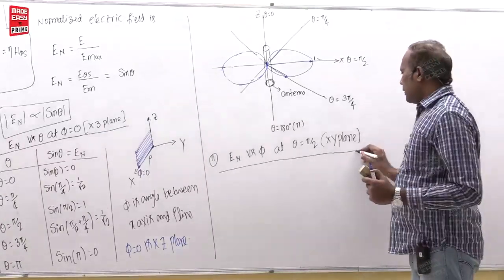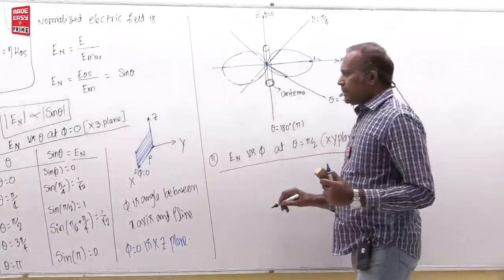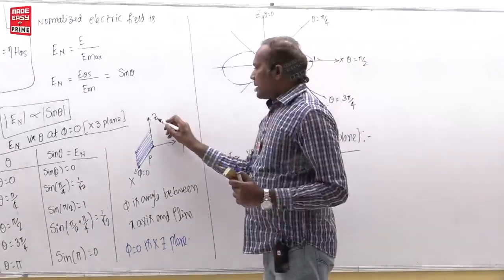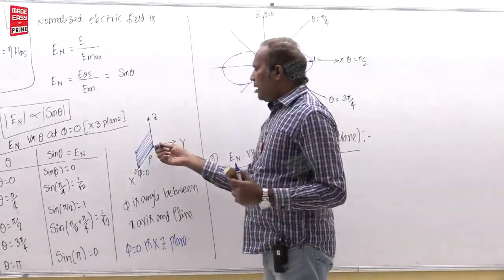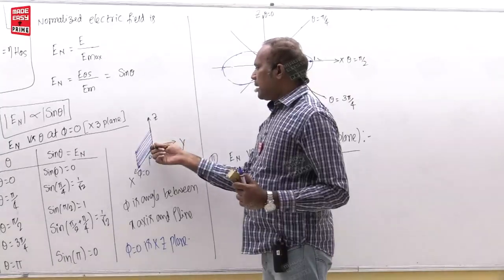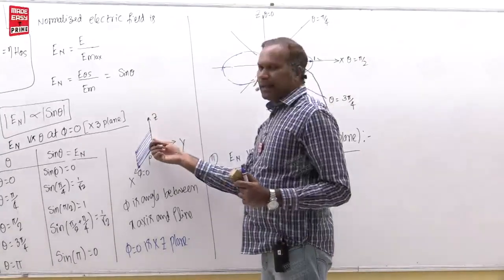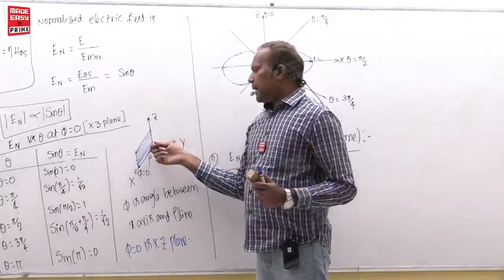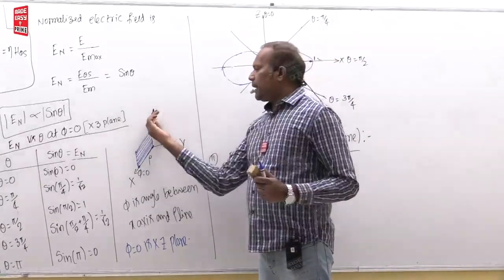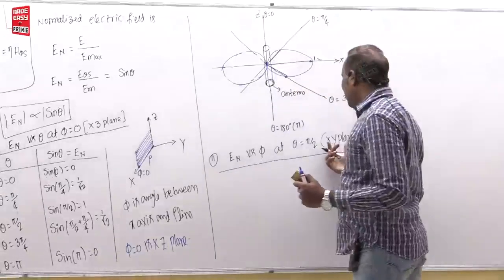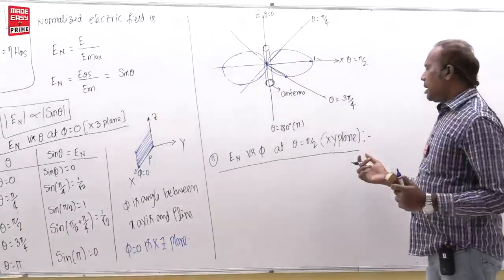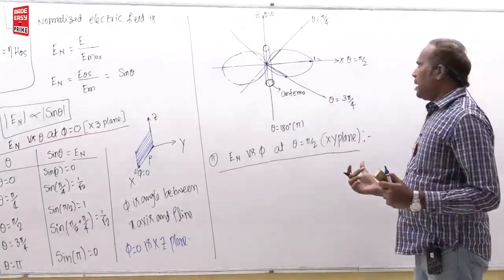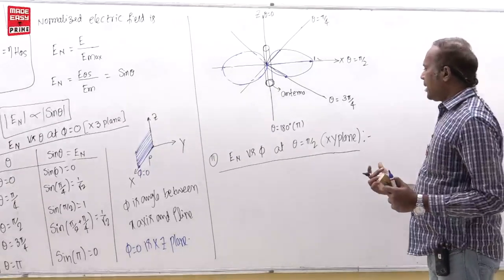Here, this is the z-axis. The angle between the xy plane and the z-axis is 90 degrees. Or otherwise, from the z-axis in every direction you come 90 degrees, then you will get the xy plane, students. So that means here we have to draw the xy plane plot actually.